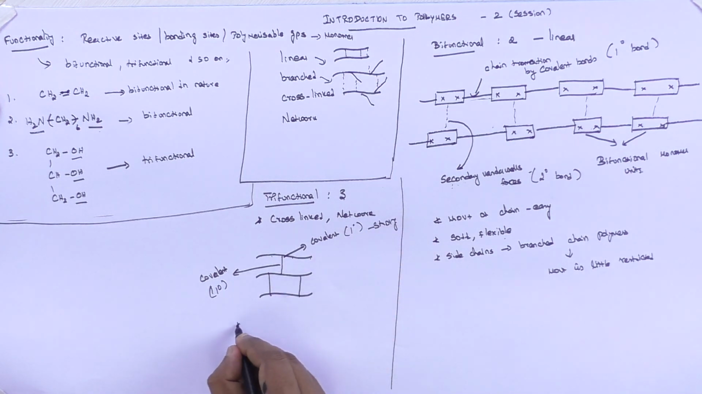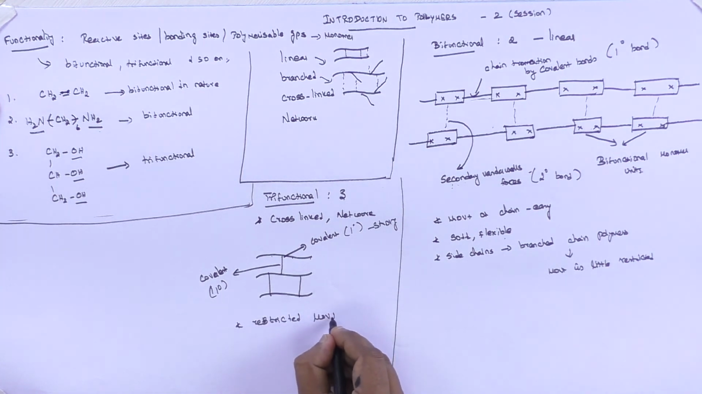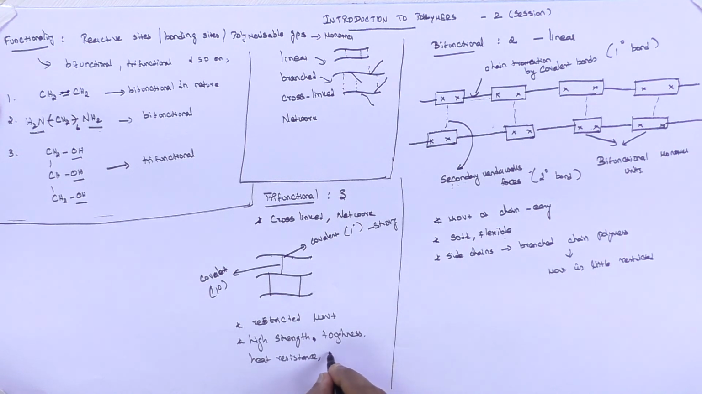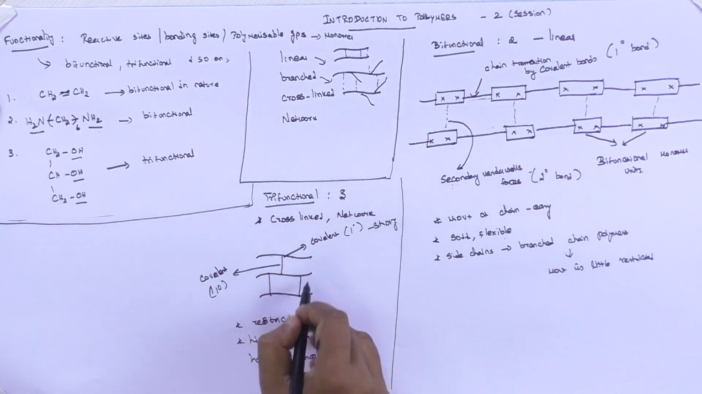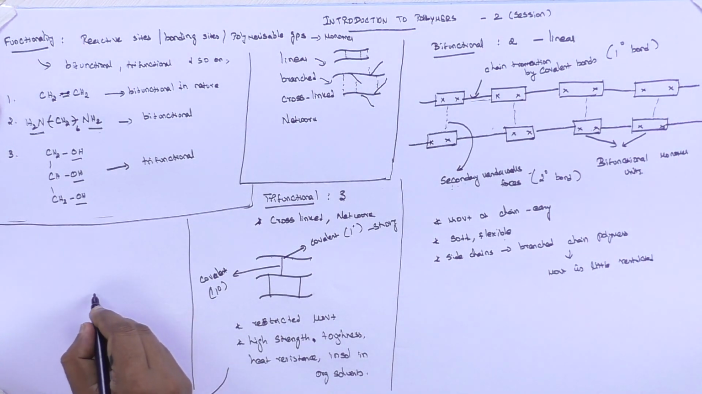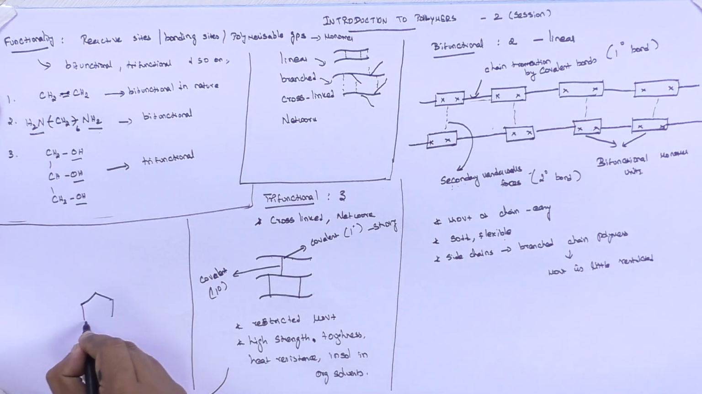And the movement of the polymer chain is restricted. Restricted movement is there, therefore they have high strength, toughness, heat resistance, and are insoluble in most organic solvents. Therefore, cross-linked polymers have high strength. Network polymers are trifunctional, they are similar to this. You can write the network polymers like this.